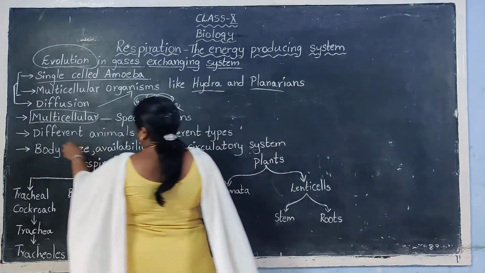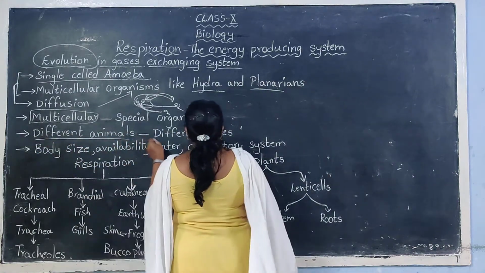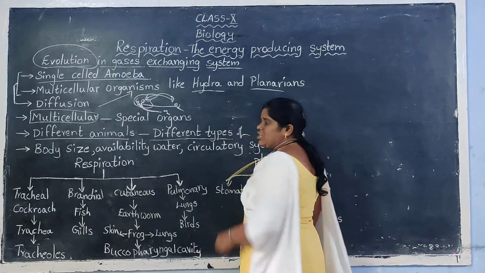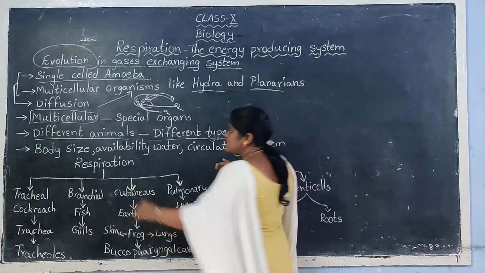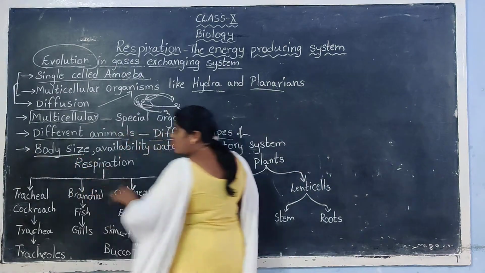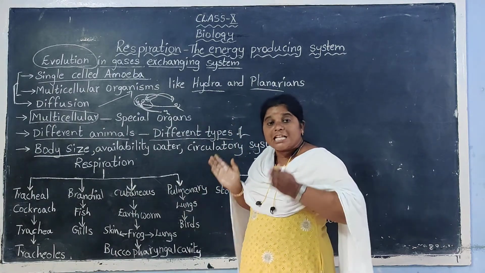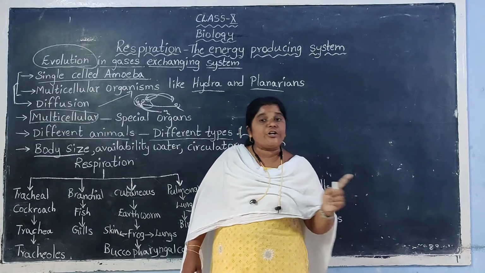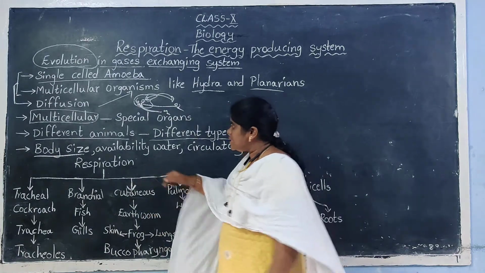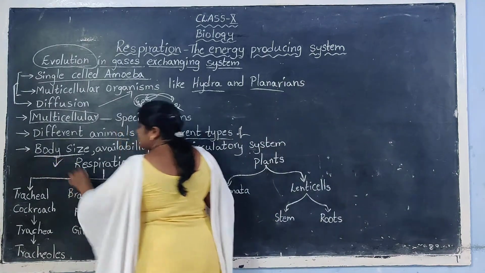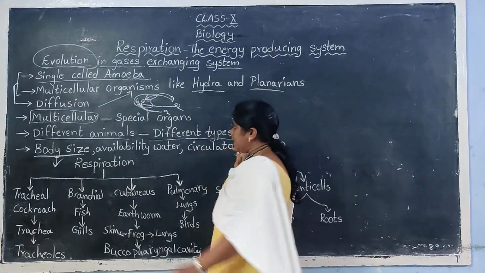Now, when you take different animals, these will have different types of respiration. Based on what? Based on the factor called body size. It depends upon the size of the body. The respiratory organ differs from one organism to another based on the size of the body.